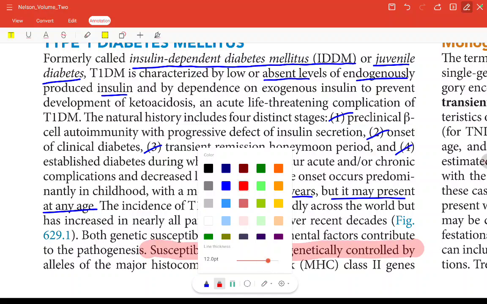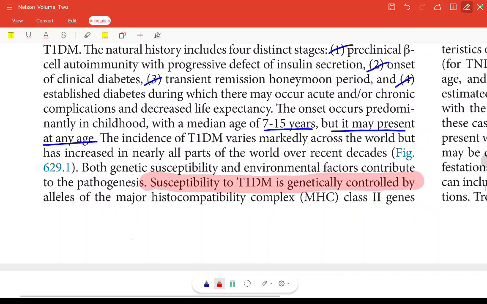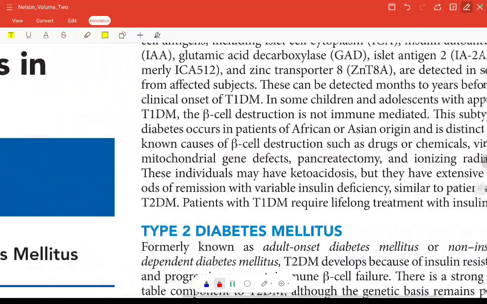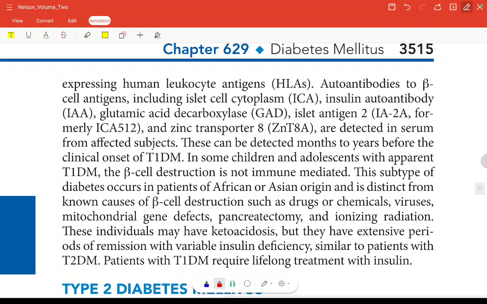There's no in between. Alleles of the major histocompatibility complex class 2 genes expressing the human leukocyte antigens. Okay, so they are controlled by the major histocompatibility complex expressing the human leukocyte antigens.